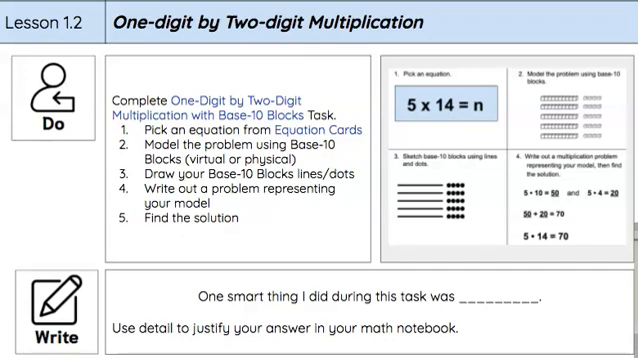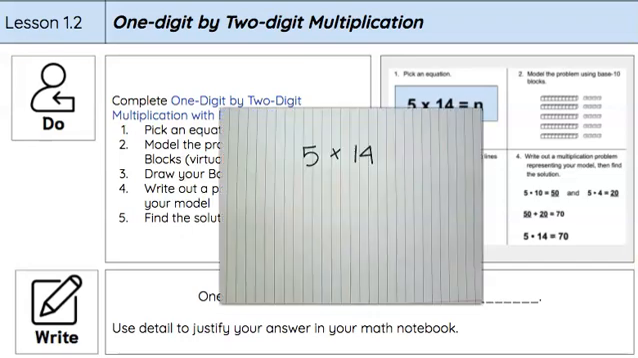Today, you're going to model 1-digit by 2-digit multiplication with base 10 blocks. Let's look at this problem, 5 times 14. How might you solve this problem? Can you think of a different way or strategy?